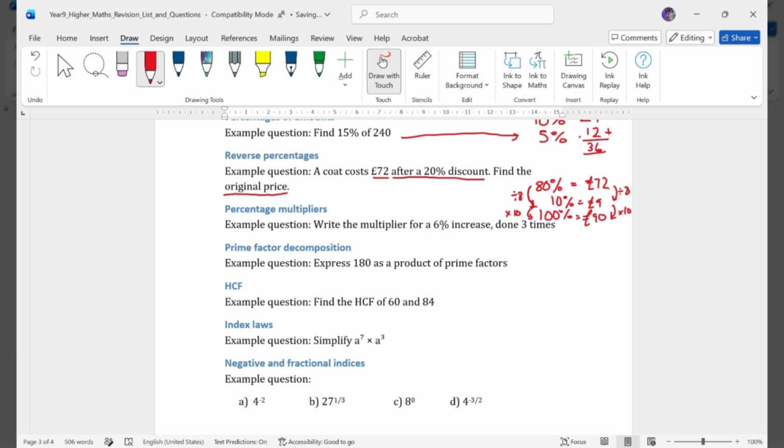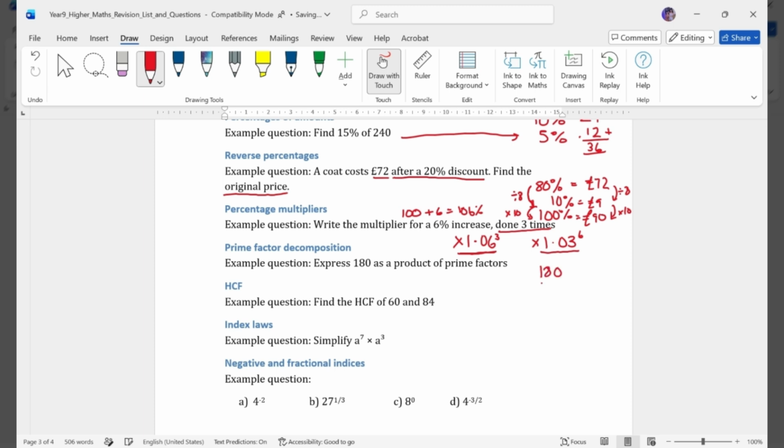Write the multiplier for a 6% increase. Okay. We're going to add 6% on to the original, add 6% onto the 100. So we're looking for 106% of the number. As a decimal, that would be times by 1.06. And if we want to do that 3 times, we put a little 3 there. And that's it. That is the multiplier. That is how you would increase something by 6% 3 times, as opposed to this, which is how you would increase something by 3% 6 times. So that hopefully kind of shows you what's going on there, right?